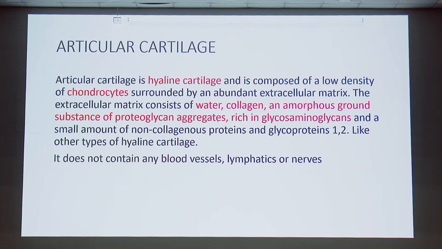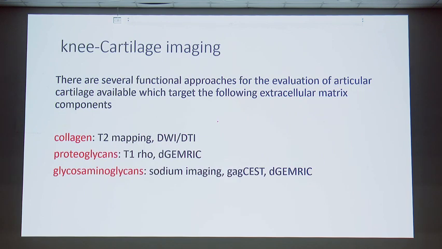Our role is to assess the status of the cartilage, the proteoglycans, and the glycosaminoglycans. For that, the methods are: T2 star mapping to assess the collagen, T rho or T-gimeric to assess the proteoglycans, and glycosaminoglycans can be assessed with gagCEST or sodium imaging. These two are still a work in progress, still under research.